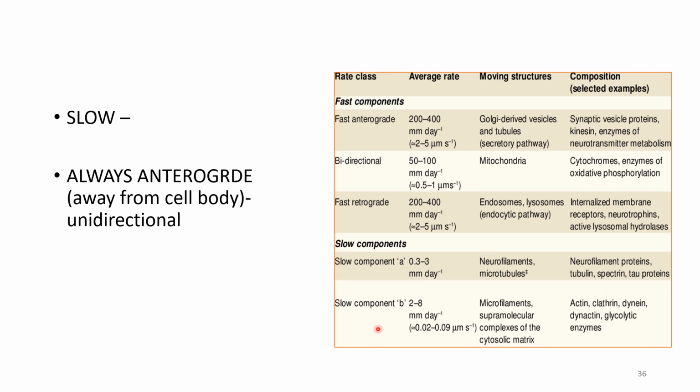And coming to the slow component, which occurs at the rate of 2 to 8 mm per day, here also they will transport microtubules, supramolecular complexes of the cytosolic matrix. It may contain actin, clathrin, dynein, dynactin, glycolytic enzymes. Okay, so these are the axonal transport mechanisms.